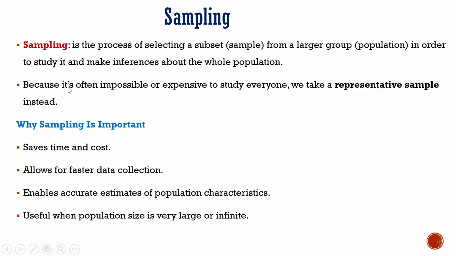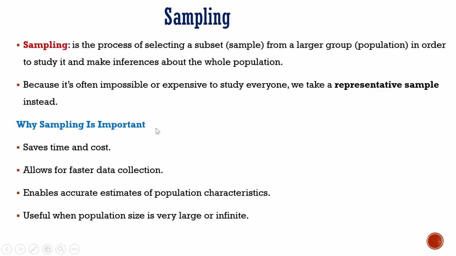So what this means is that most times it's impossible or expensive to study everyone that we want to. So that's why we take samples. We take a representative sample that represents the whole population, or the targeted population that we have in mind, instead. That's why we do sampling, because it can be impossible to study everyone and it can also be expensive.